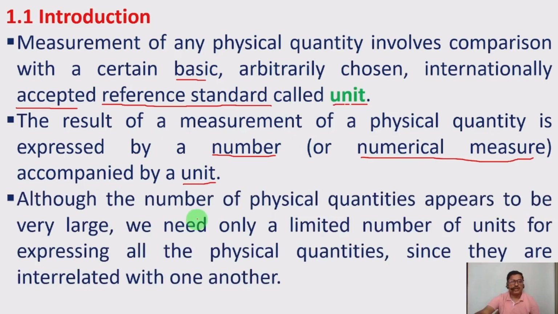Further, although the number of physical quantities appears to be very large around us, can we have one unit for each quantity? We cannot. We would require thousands of units. That's why we cannot have units for all the physical quantities. But we need only a limited number of units for expressing all the physical quantities.